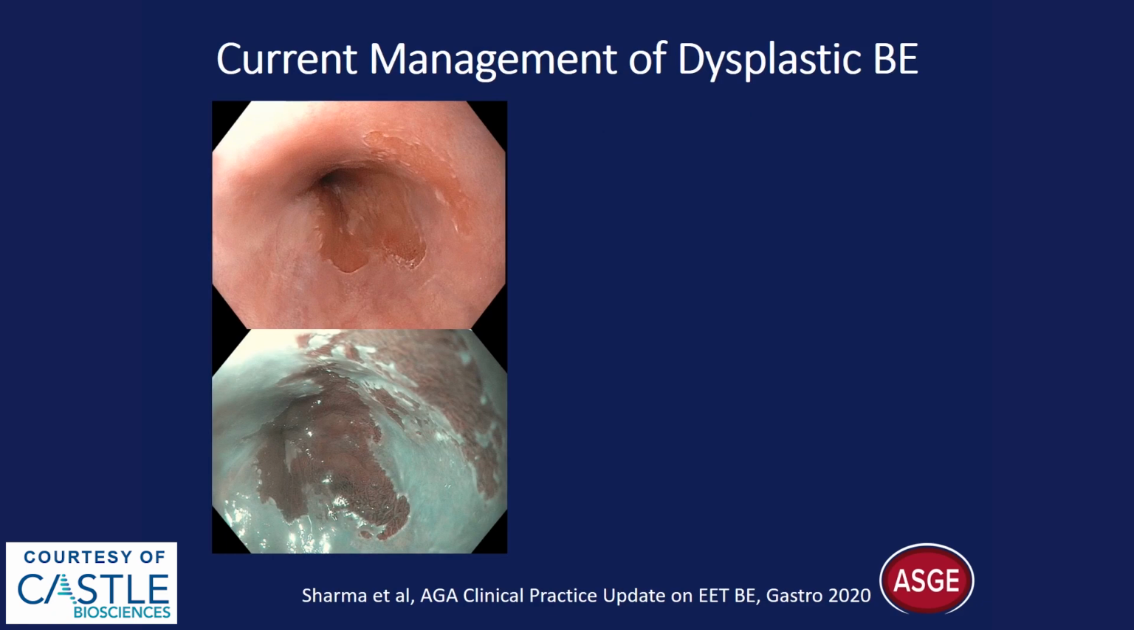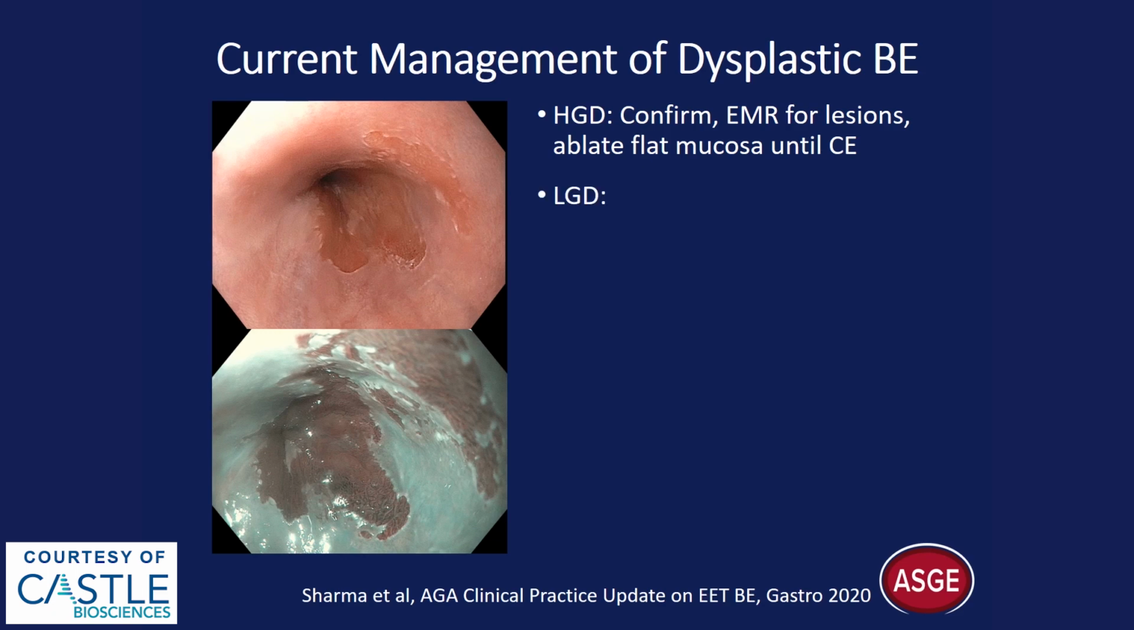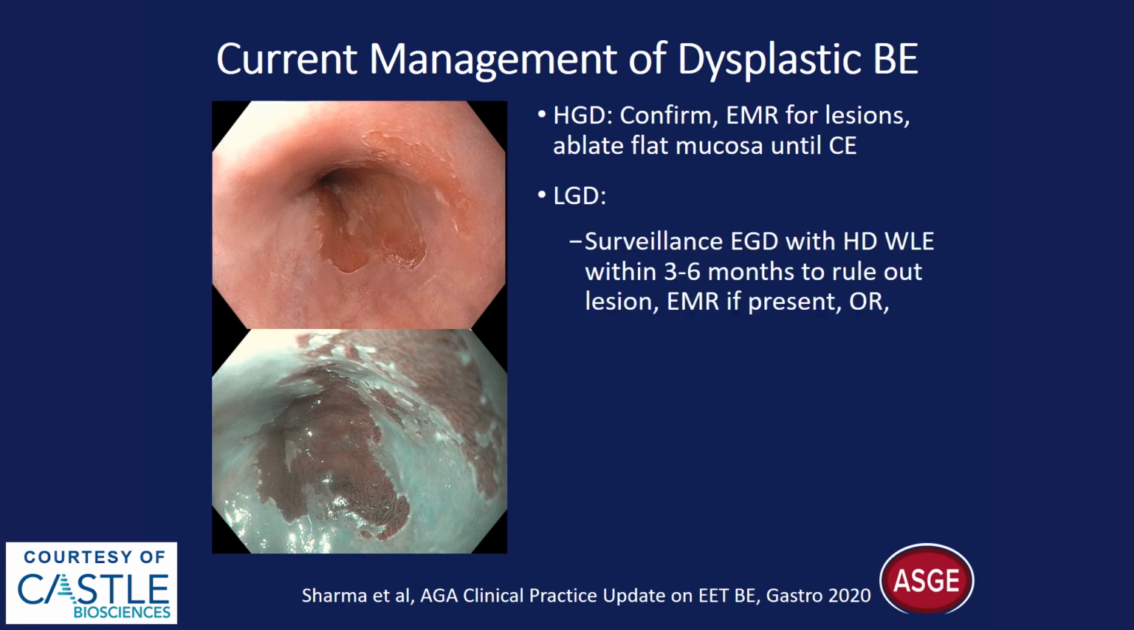The current management of dysplastic Barrett's esophagus includes, for high-grade dysplasia, expert pathology confirmation, EMR for lesions, and ablation of flat mucosa until complete eradication is achieved. For low-grade dysplasia, surveillance EGD with high-definition white light endoscopy within 3 to 6 months to rule out a lesion and perform EMR if present, or ablation if low-grade dysplasia is confirmed and persistent.